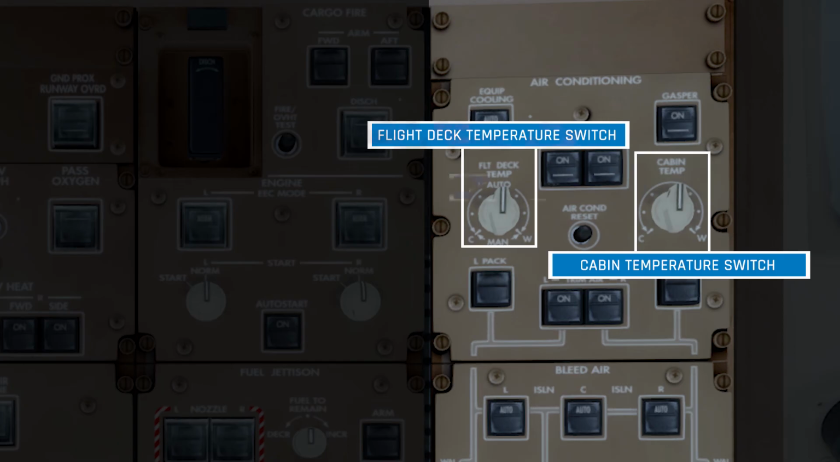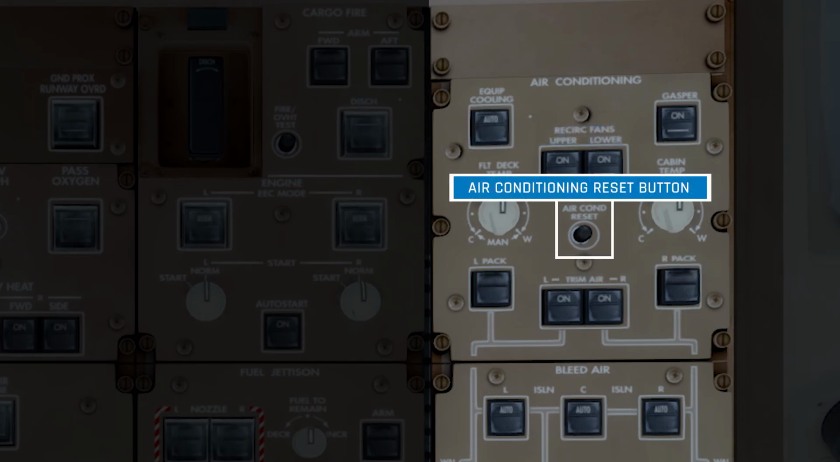In between those two selectors is an air conditioning reset button. If one of the systems here experiences an issue, this button can be used to try to reset and restart that system.